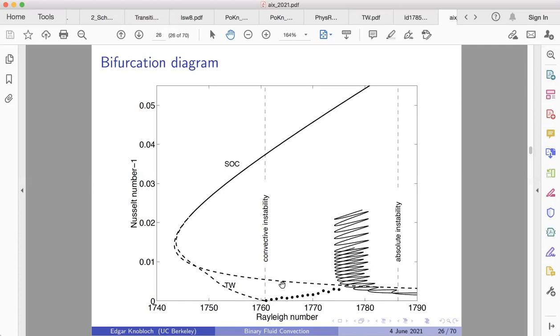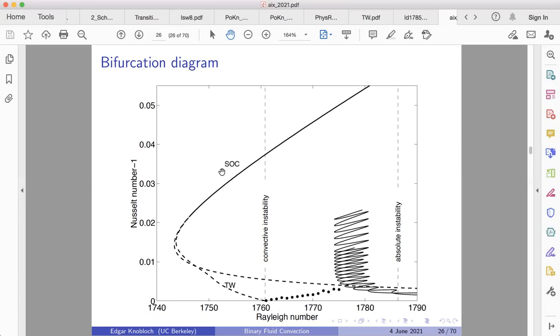And this is what the bifurcation diagram looks like. Here is the onset of the oscillation. That's the Hopf bifurcation. The steady state bifurcation is very far out in Rayleigh number. It could in fact be at infinity. And it produces a periodic state, which is unstable here. It remains unstable up to this point here, and then it regains stability.